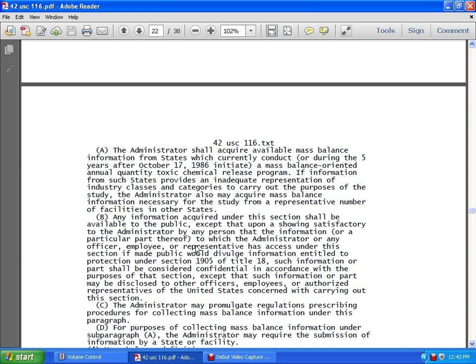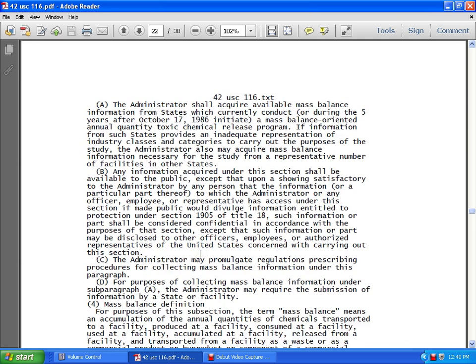The Administrator may promulgate regulations prescribing procedures for collecting mass balance information under paragraph B or D. The purpose of collecting mass balance information. Subparagraph A. The Administrator may require submission of information by state or facility.